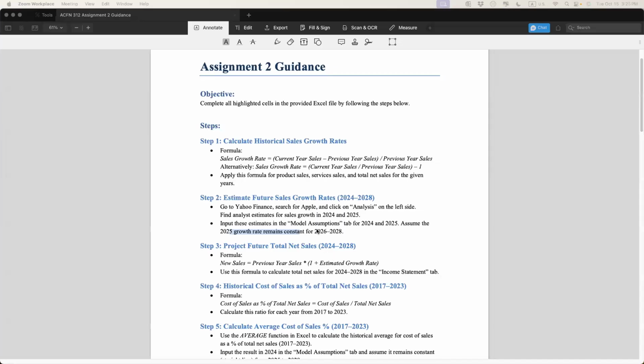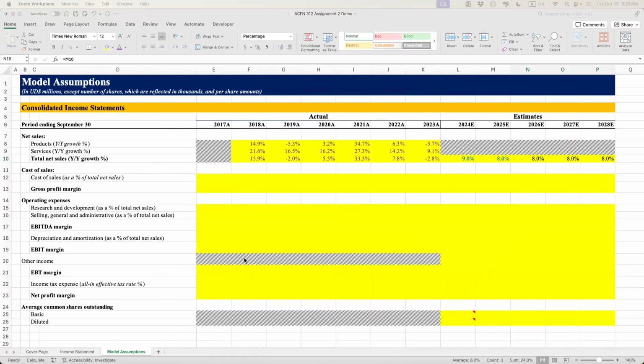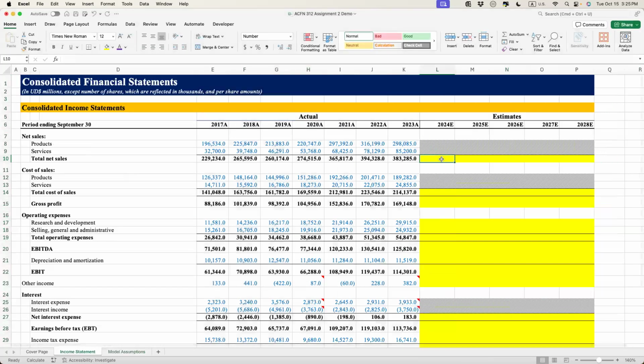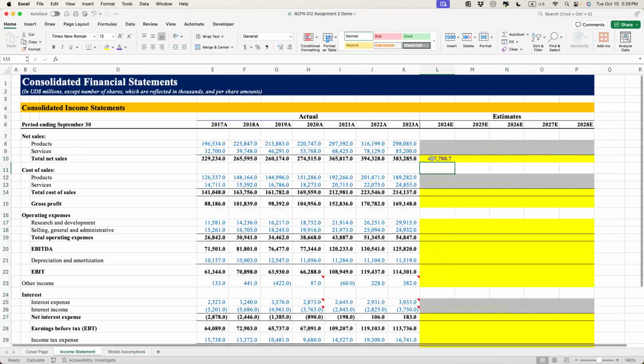And then once we have this projected sales growth rate, now we can project the total sales for the next 5 years based on the formulas here. If you have the estimated growth rate and you are given the previous year sales, that's the actual number from the 2023 filings, we can just calculate using this formula. So we can go back here to the income statements. That's just calculating the total net sales by using the previous year multiplied by 1 plus, and don't forget to use the parentheses here. 1 plus 9%, close the parentheses, we get the sales calculated.